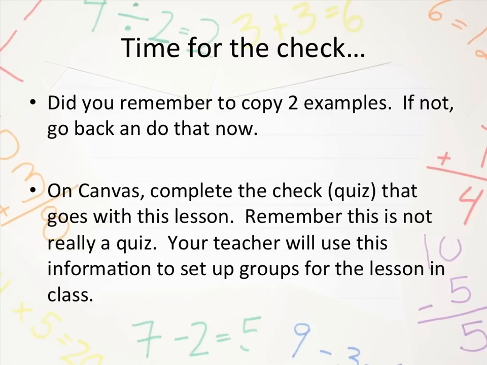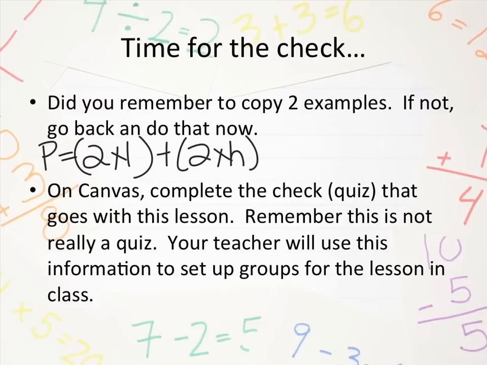For tonight's quiz, you'll be asked to solve 3 problems with missing dimensions. Did you remember to go back and copy your 2 examples? If not, go back and do that now. Draw the rectangle too. It will help. It's probably a good idea to write down the formulas. Perimeter equals 2 times the length plus 2 times the height, and area equals length times width, because you're going to want to use those formulas on your quiz.